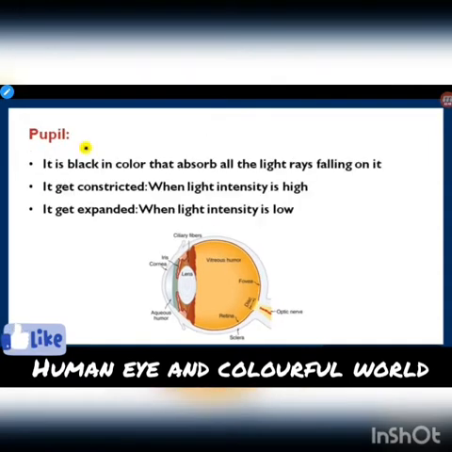The pupil is black in color and absorbs all the light rays falling on it, and it gets constricted when light intensity is high, and it gets expanded when light intensity is low. This can be easily seen if you stand in front of a mirror and, using a torch, switch the torch on and off into your eyes.